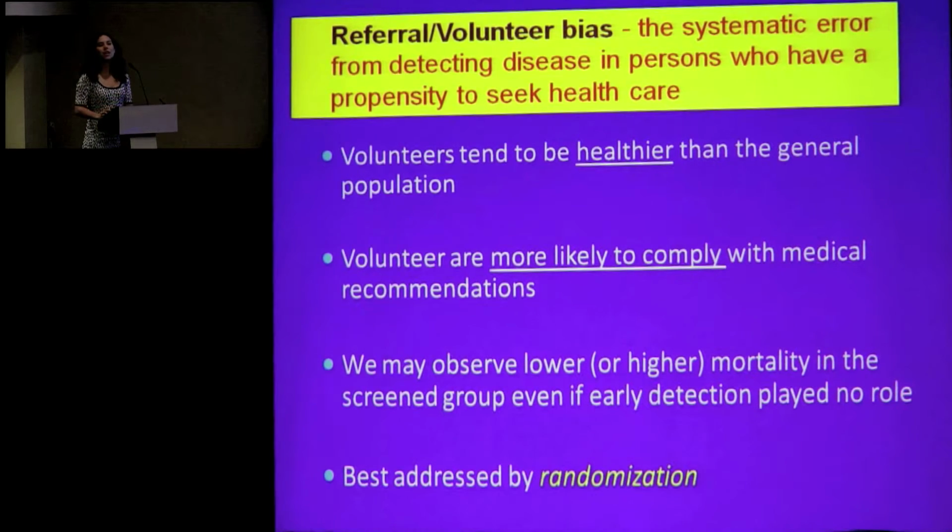You may also have in these kinds of studies referral or volunteer bias, and this is a systematic error from detecting disease in persons who have a propensity to seek healthcare. So probably volunteers that are participating in these studies are people that are healthier or are more likely to comply in terms of clinical recommendations.